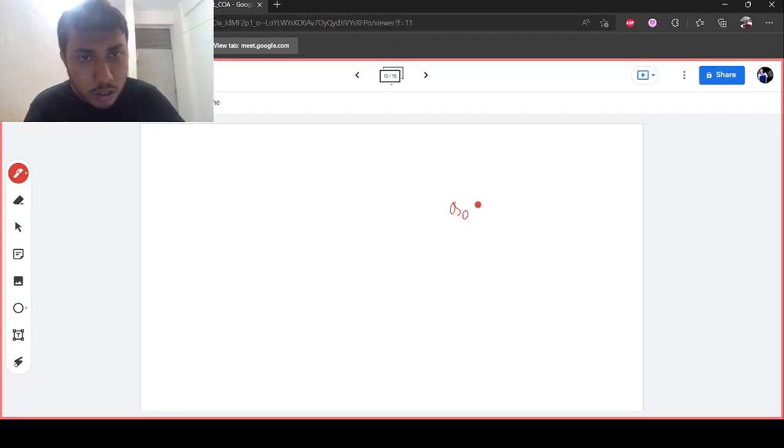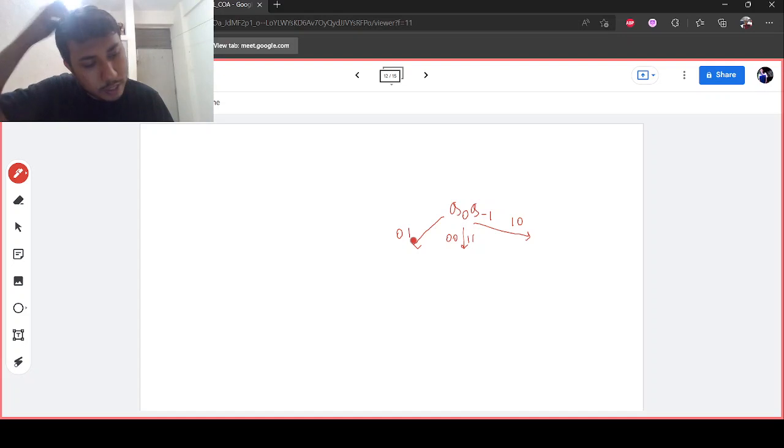Q0, Q minus 1. The case is 1 0, 0 1, 0 0, 1 1. Right, these are the 4 cases.